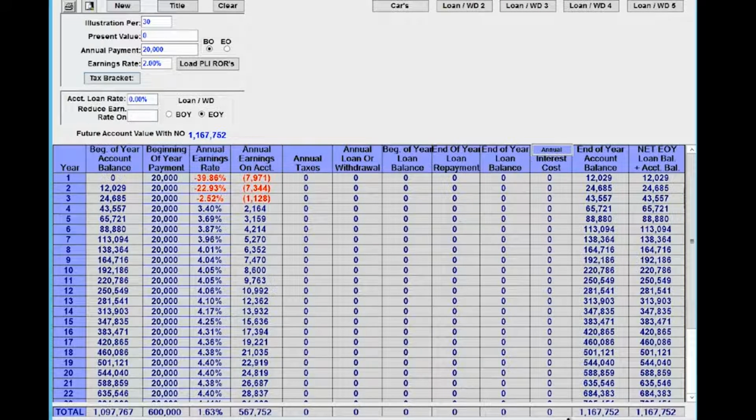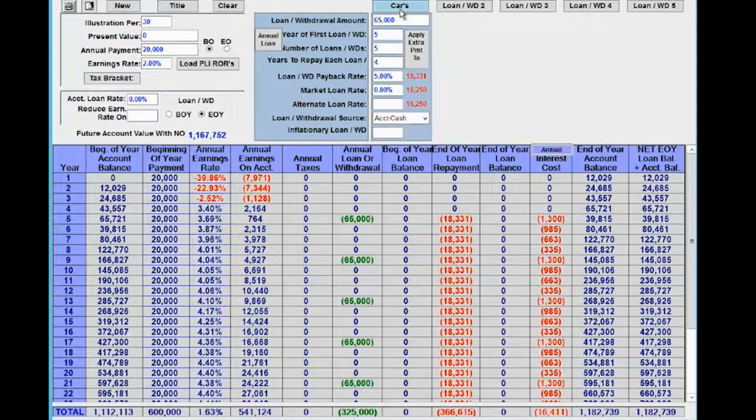And write this number down. It's $1,167,752. So that's the kind of money that you would have in your life insurance, just because the rate of return is greater and it's growing on a tax-free basis.